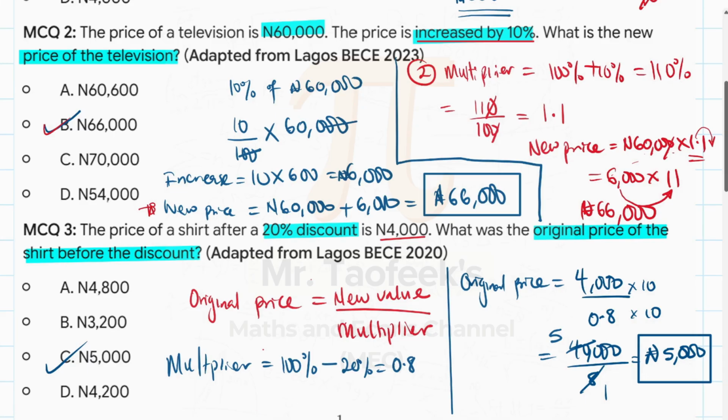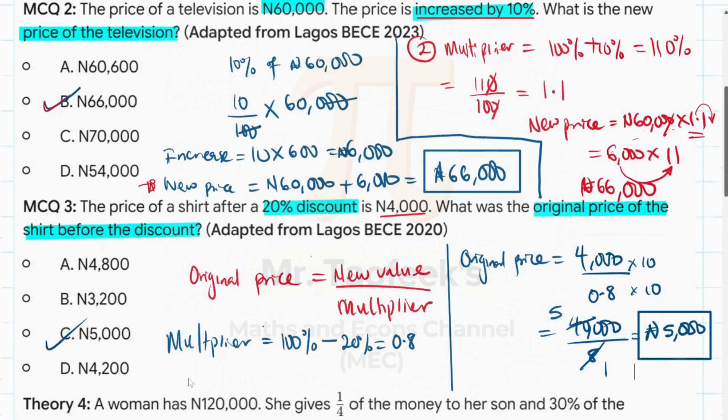And just remember the formula. The original price is the new value divided by the multiplier, while the new price is the original price multiplied by the multiplier. So this is how to work with percentage increase or decrease, whenever you're increasing or decreasing something by a particular percentage. And just in case you didn't get this part, 100% minus 20% is 80%, and 80% is 80 over 100, which just means 0.8.